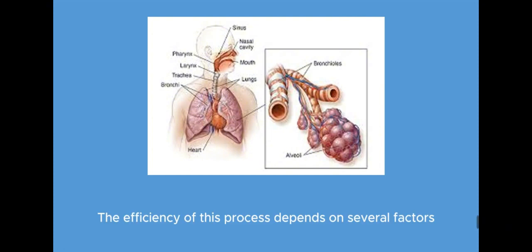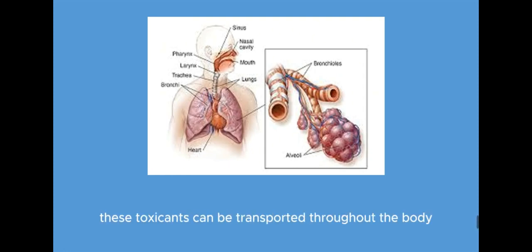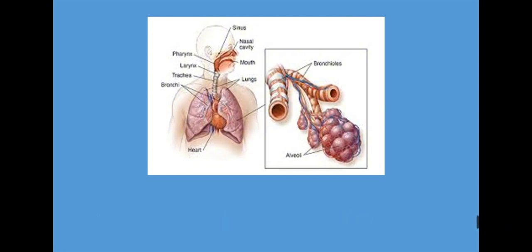The efficiency of this process depends on several factors, including the solubility of the toxicant in the blood, the size of the particle, and the duration and concentration of exposure. Once in the bloodstream, this toxicant can be transported throughout the body, potentially causing systemic effects. It includes neurological impact, respiratory issues, and even effects on the cardiovascular and immune system.